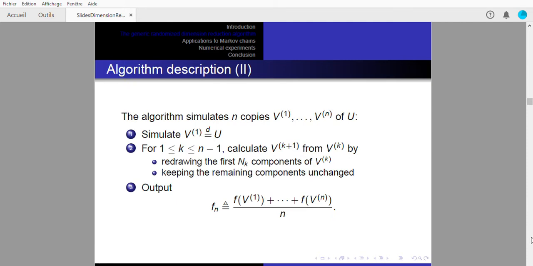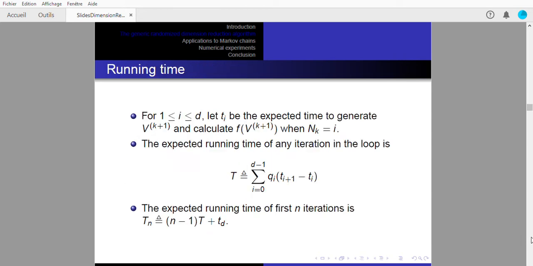Okay, and now let us analyze the algorithm. For i between 1 and d, let t_i be the expected time to generate v_{k+1} and calculate f at v_{k+1} when n_k is equal to i. So when we want to change only the first i components, let us denote by t_i the expected time we need to change the first i components and to calculate f on the resulting vector.